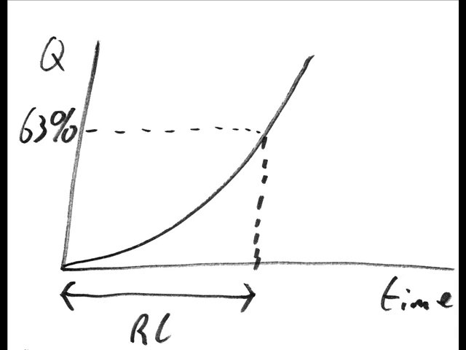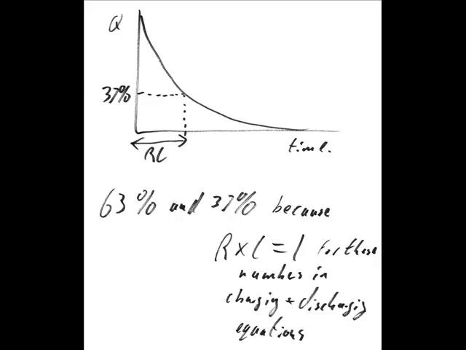If you know the resistance of the circuit and its capacitance, you can multiply them together to get the time constant. If you have a graph of charge against time, the time constant is the time it takes for the capacitor to reach 63% of its maximum charge from zero, or 37% from maximum charge on discharge. This is because this is the value of our charging or discharging equation, where R times C equals 1. The resistance times the capacitance equals unity.